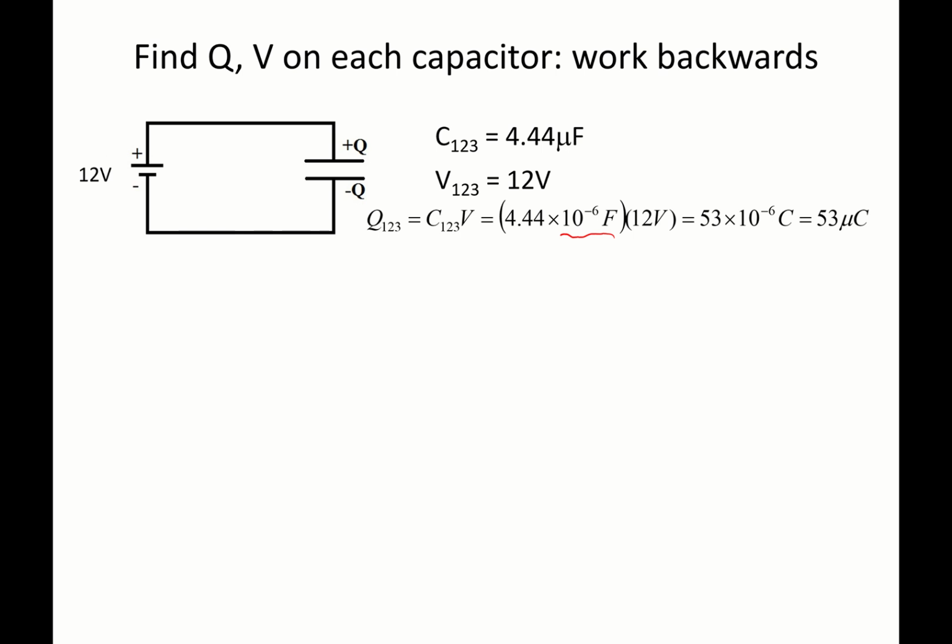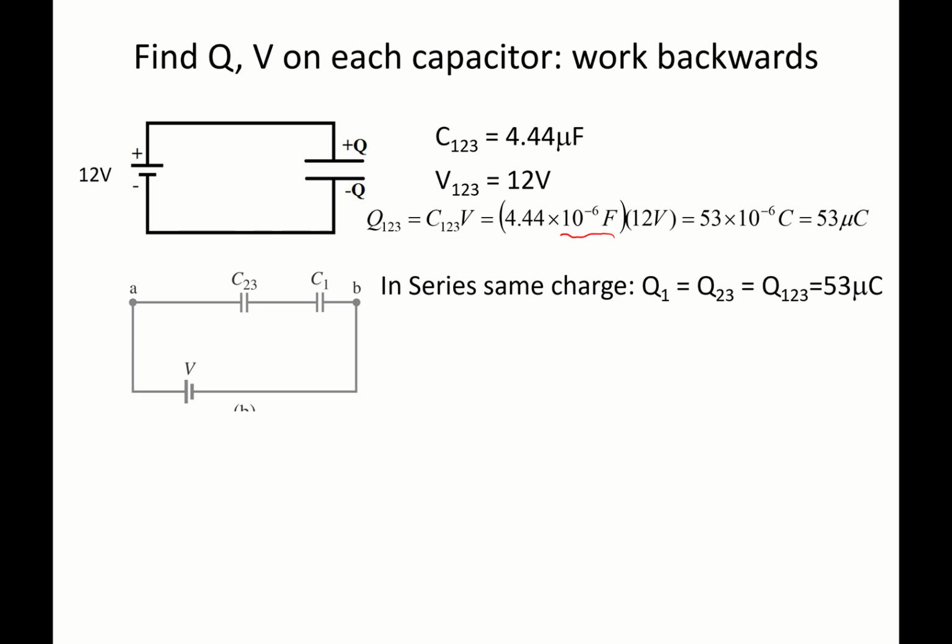Next thing I do is I step back one circuit in complexity, so I go to there. These two capacitors are in series. If they're in series, they have the same charge on each other. So the charge on 1 and the charge on 2,3 are equal to each other, and they're just equal to whatever the charge was on that equivalent capacitor up there, or 53 microcoulombs. So I can now figure out what's the voltage on each one. Again, use Q equals CV and rearrange it to get the V.